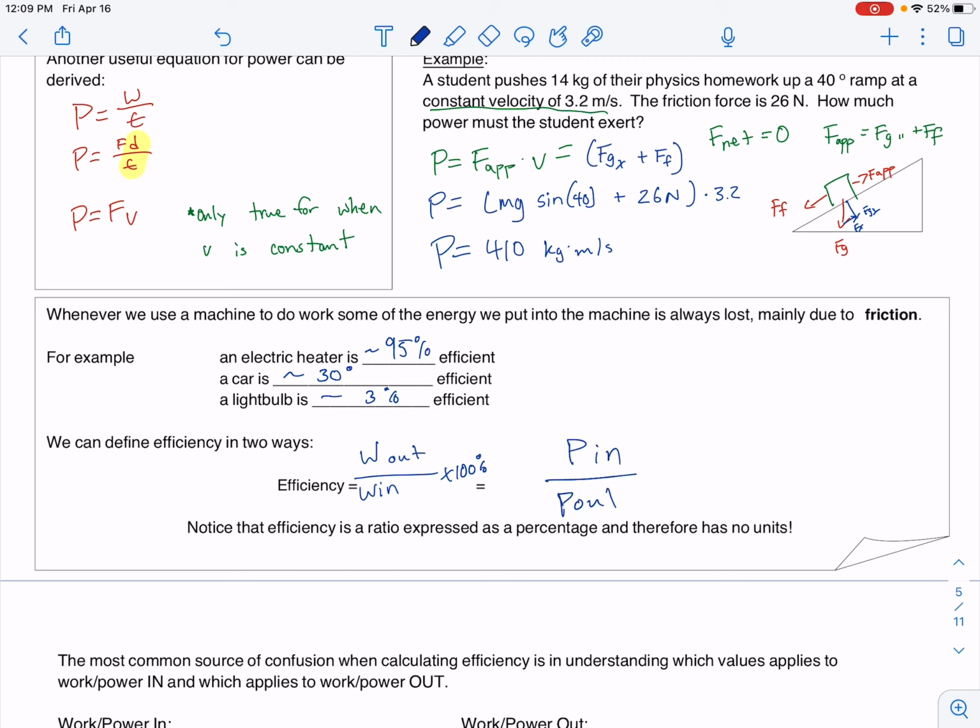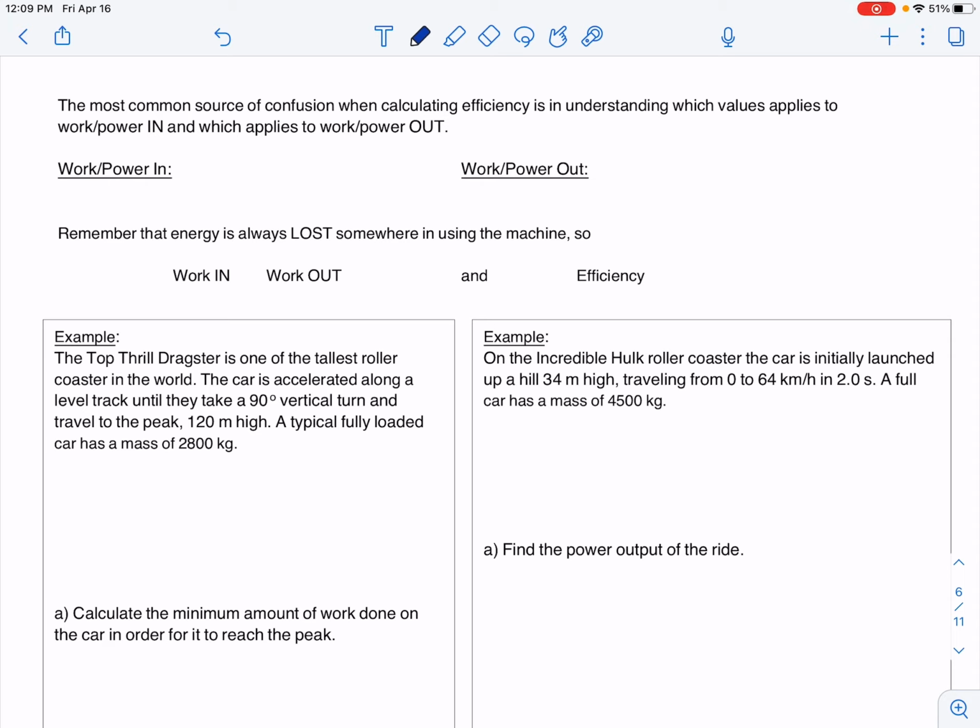Moving on. The most common source of confusion when calculating efficiency is understanding which value applies to work in or work out. The work or power in is going to be our total energy or power used by the process. And the work or power out is what was actually being accomplished by the process.